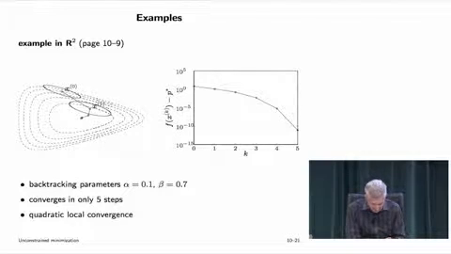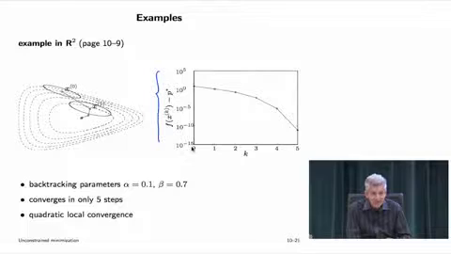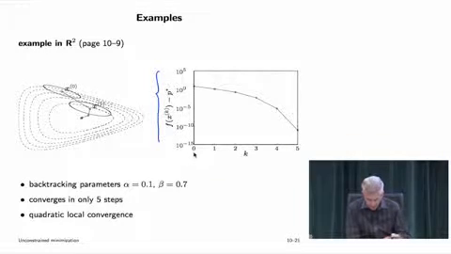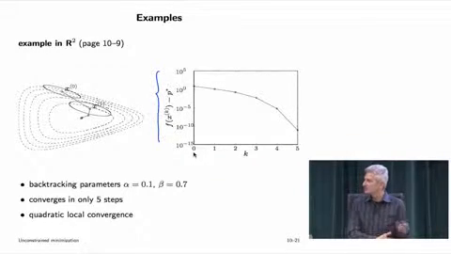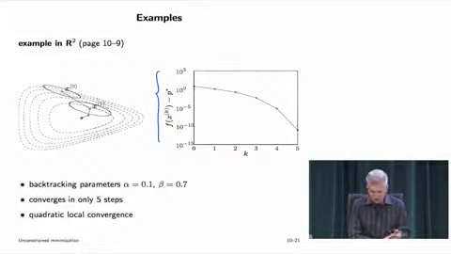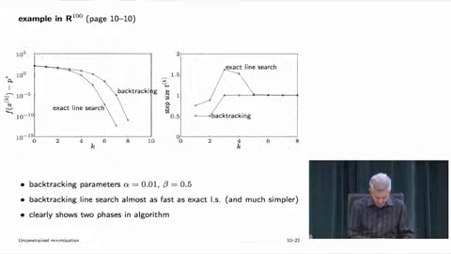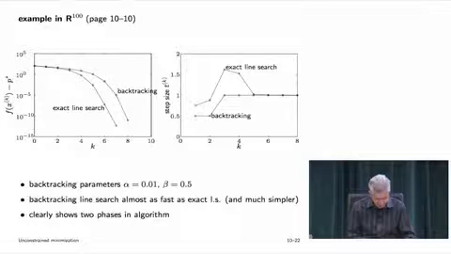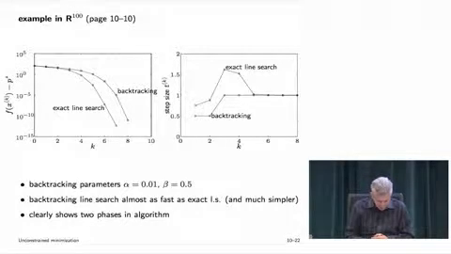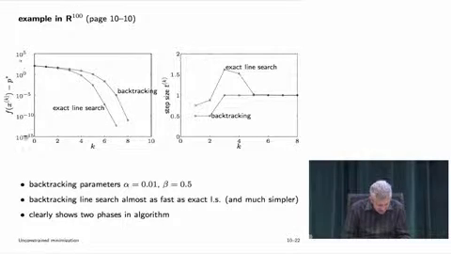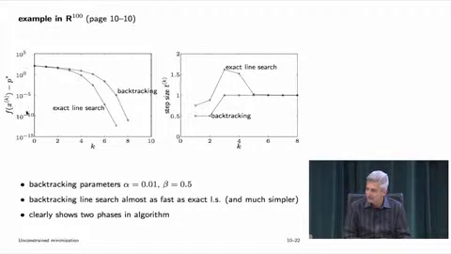And the thing you want to focus on here is the axis. This is 10 to the minus 15, right? Unfortunately this thing goes into quadratic convergence almost immediately, but we'll see a bigger example on the next slide. Here we go. Here's an example in R100. This is very typical, okay? So here's exact line search, backtracking, and the scale here covers 10 to the 20, right? So you have to understand how to read the scale.